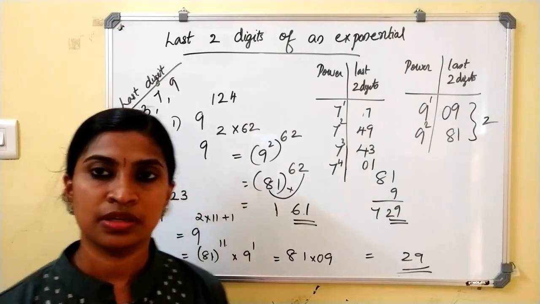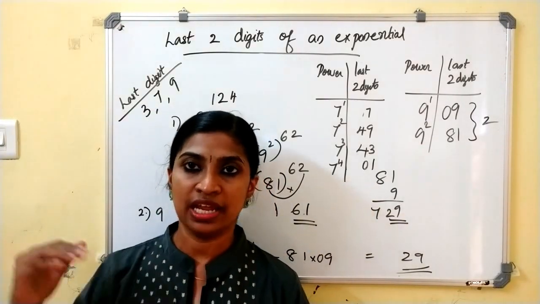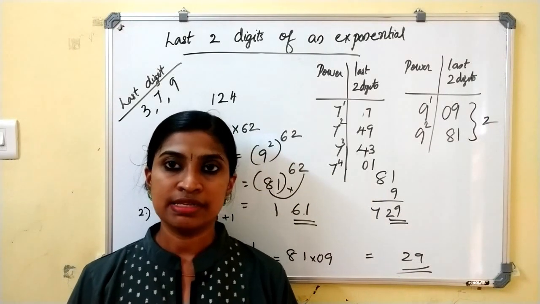Okay. We have studied the case of 3, 7 and 9. Let us study the case of the rest of the numbers in the next class.